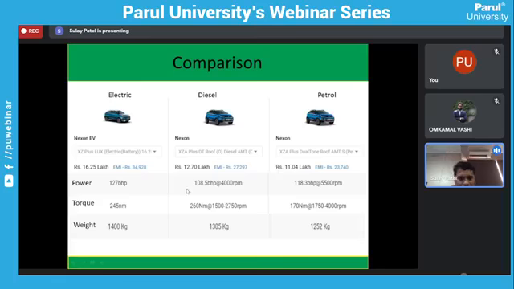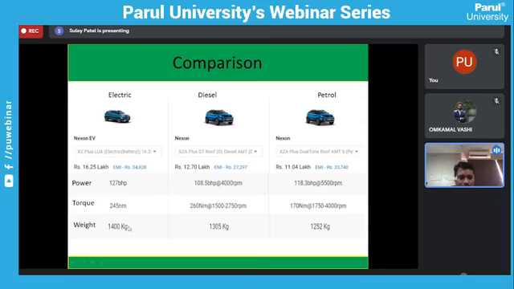So you can see over here, power: 127 bhp in the electric, in diesel you will get 108 bhp, in the petrol you will get 118 bhp. So again, it is varying from 110 to 130 bhp. Torque: over here you will get 245 newton meter, over here you are getting 260 newton meter, and over here 170 newton meter.